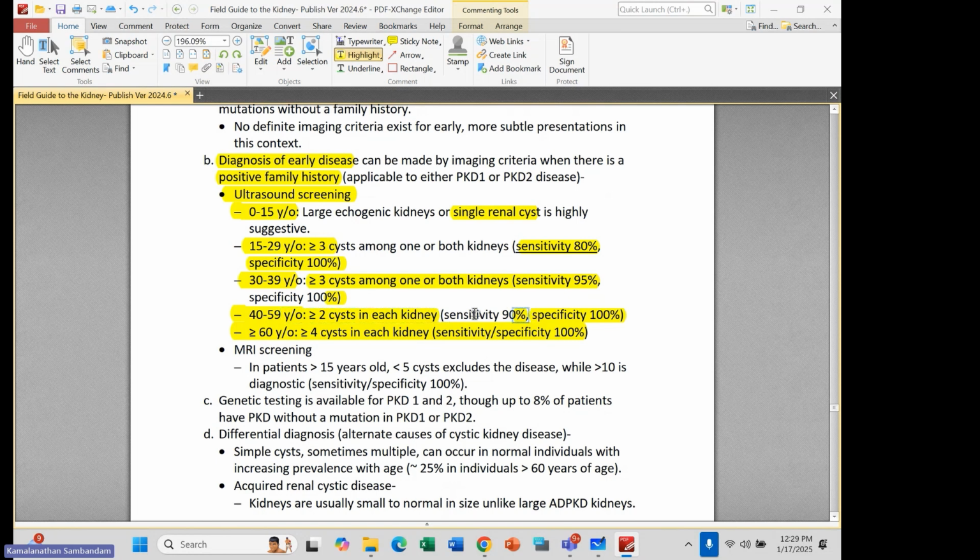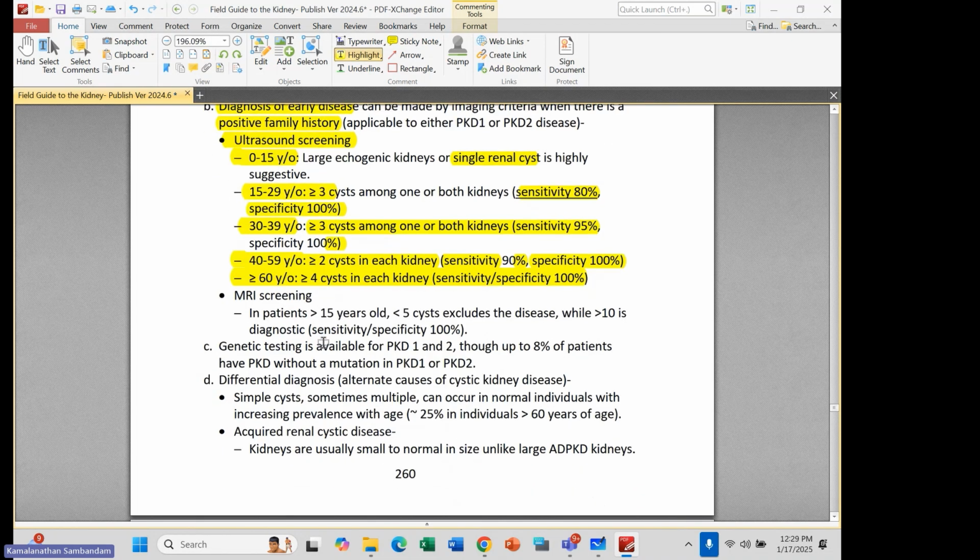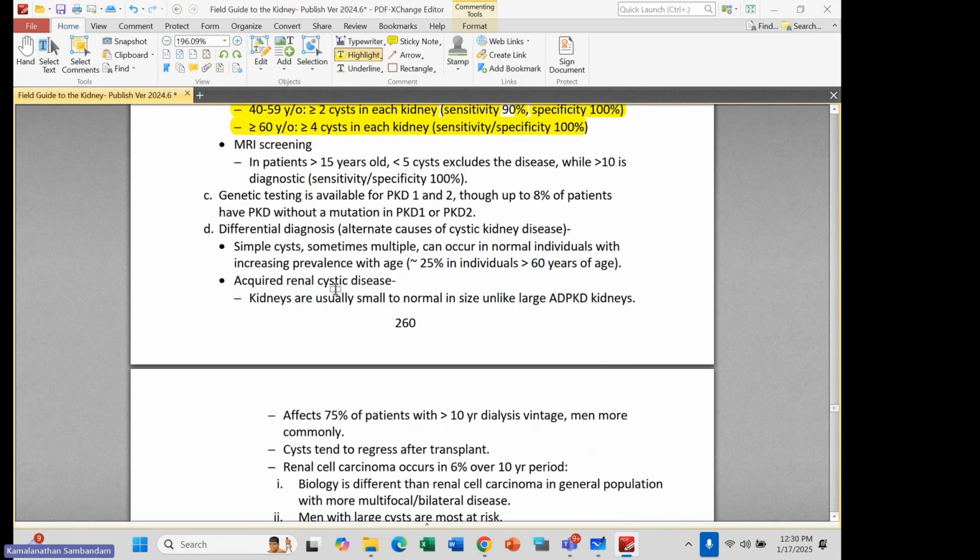Okay, so as we get to older age, just because as we age, we have more cysts that are found in the general population, you can see that the threshold for making the presumptive diagnosis of PKD has increased as you get older. Okay, that's just because the finding of renal cysts is more common as we age, even if you don't have a PKD history.